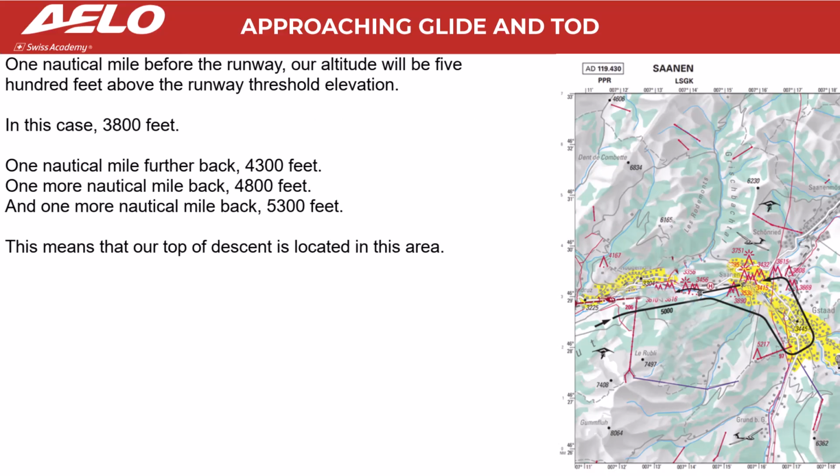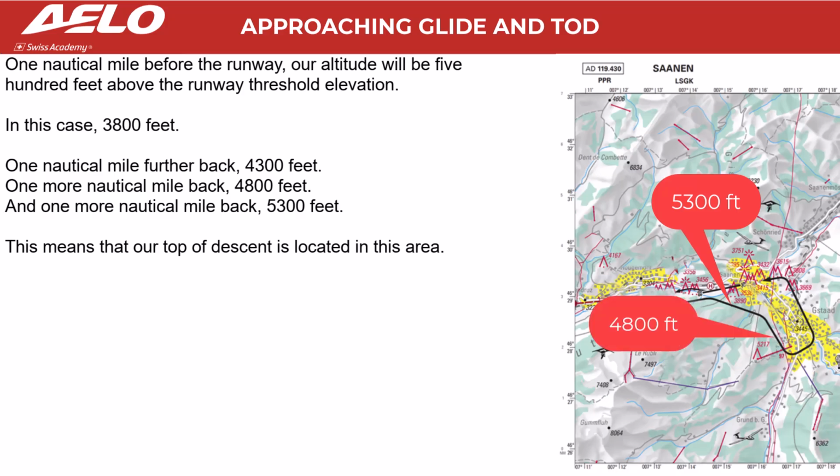1 nautical mile before the runway, our altitude will be 500 feet above the runway threshold elevation, in this case, 3,800 feet. 1 nautical mile further back, 4,300 feet. 1 more nautical mile back, 4,800 feet. And 1 more nautical mile back, 5,300 feet. This means that our top of descent is located in this area.